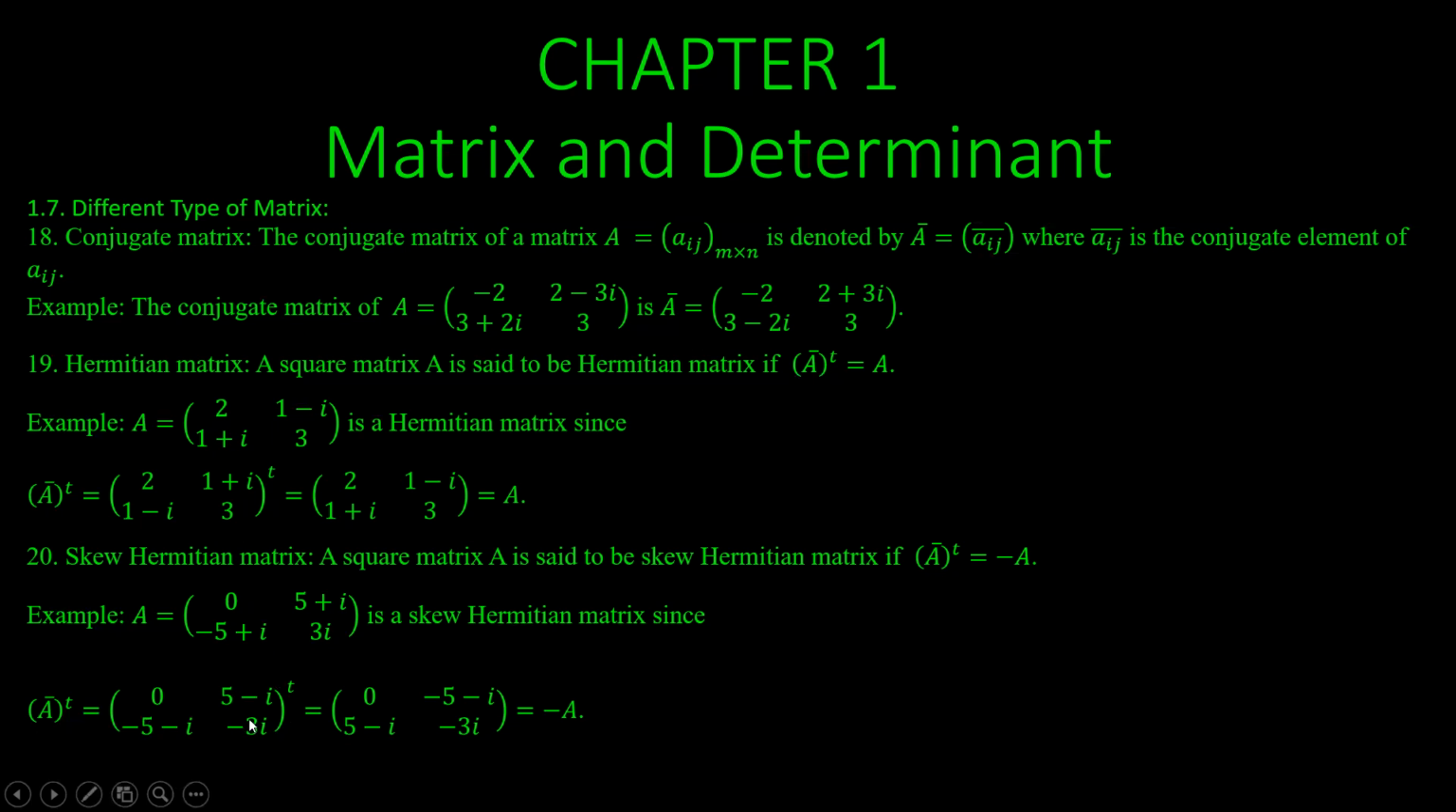And taking the transpose of this matrix, we'll find [0, minus 5 minus i; 5 minus i, minus 3i]. And taking minus as common, we'll find minus [0, 5 plus i; minus 5 plus i, 3i]. And it is actually the given matrix A. So we can write here A. So we find that the transpose of the conjugate of the given matrix A equals minus A. So we can say that the given matrix A is a skew Hermitian matrix.